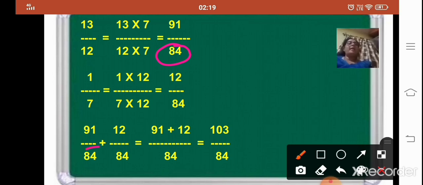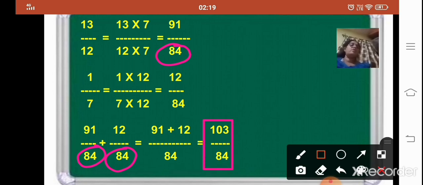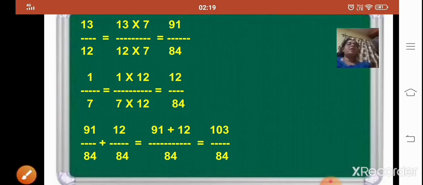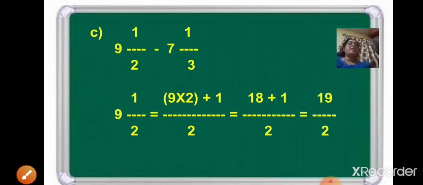Now you have made the denominators same. Now it is easy for you to add. So 91 plus 12 upon 84. So 91 plus 12 is 103 upon 84. So this is your answer. Okay. So you have to be very careful while multiplying and adding the fractions. Coming to the next one.